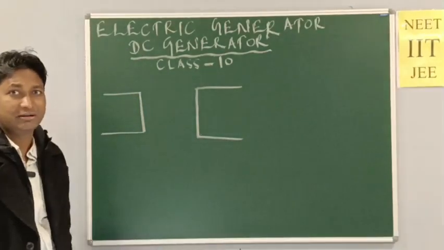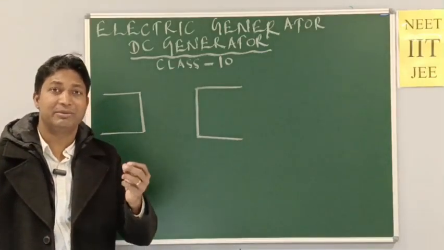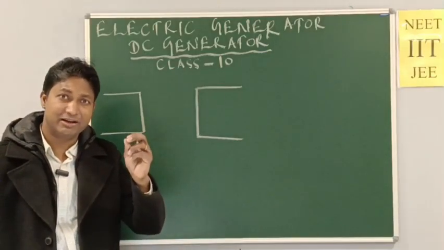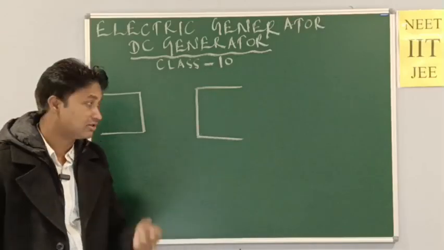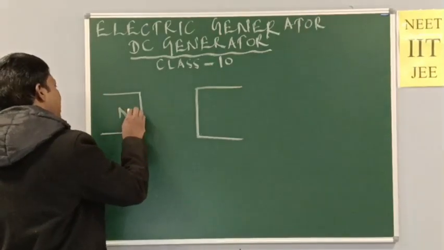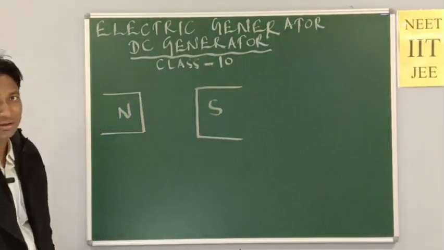This is a magnet having poles. If there is a magnet, definitely the magnet has poles. One is the north pole, the other is the south pole. Here is the north pole, so this is the south pole.